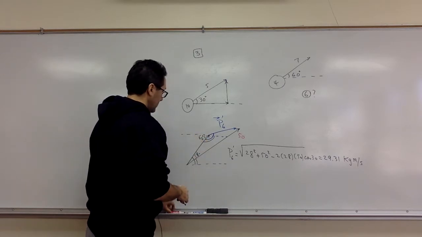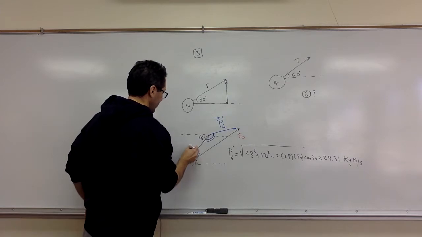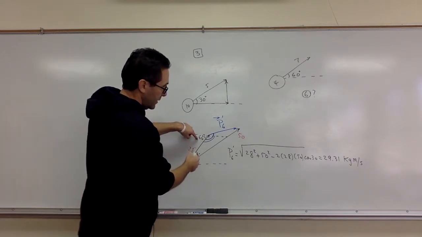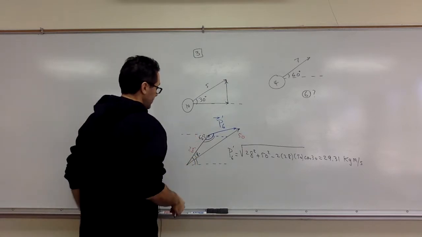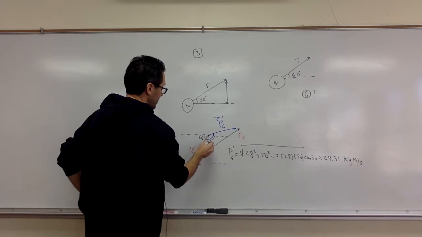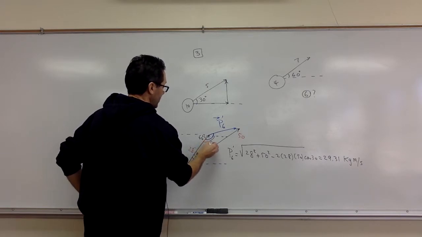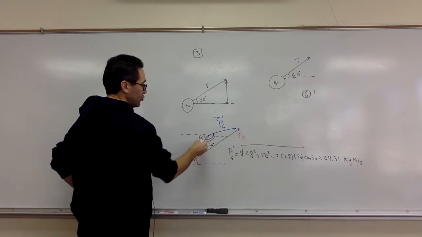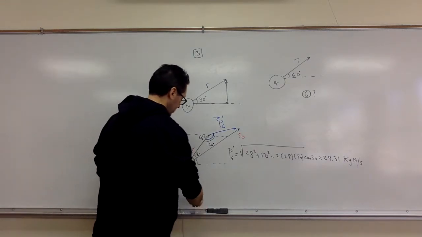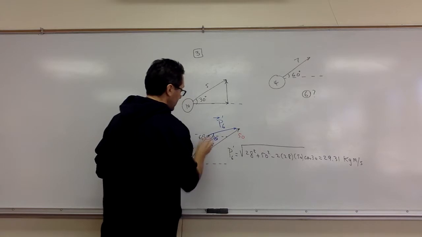Okay, this is still 28 because of the alternate interior angles. So if that's 60, this here is 120. So if I can figure out the blue one, I subtract from 120 and I'm good to go. So let's figure out that blue angle here, theta, in blue.